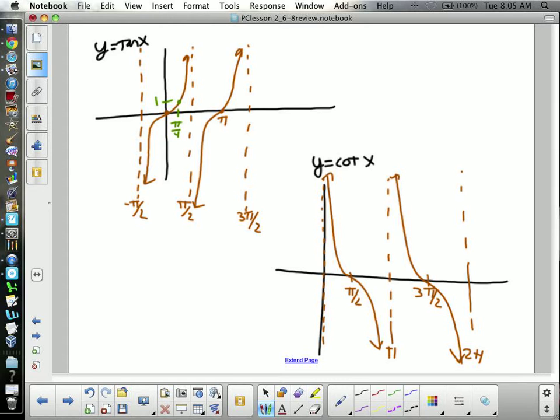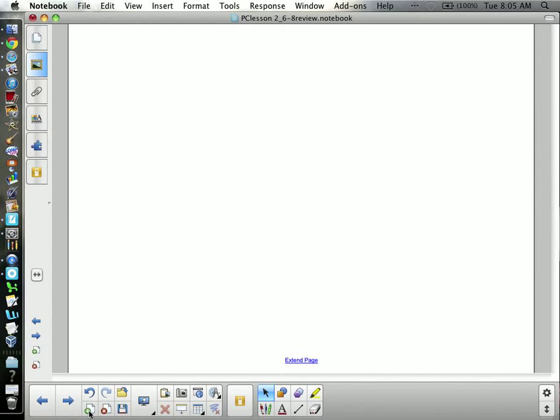You need to know and be able to recreate those basic graphs. And really it just comes down to rote memorization, or at least memorization of a couple basic facts so you can create the graphs every time. Let's look at secant and cosecant, just the basic graphs. Nothing fancy. And again, we're just sketching.